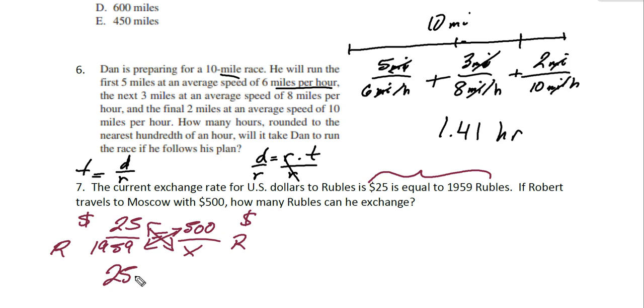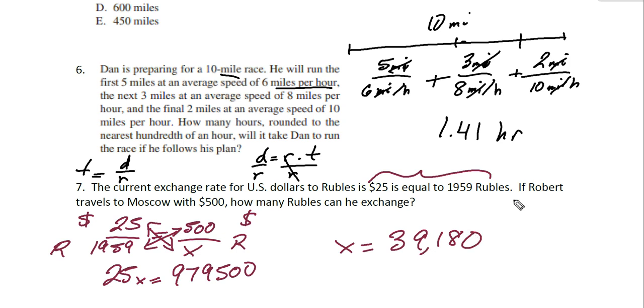It's 25x equals 500 times 1,959. We get a big number there. It's 979,500, and then divide by 25 on both sides, and we get 39,180 rubles. All right, folks.